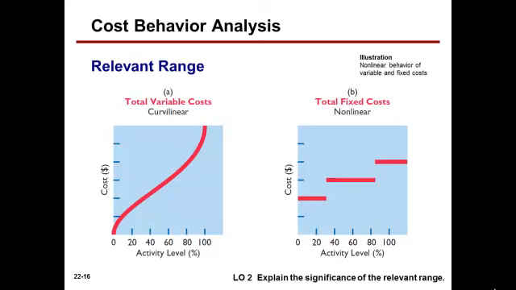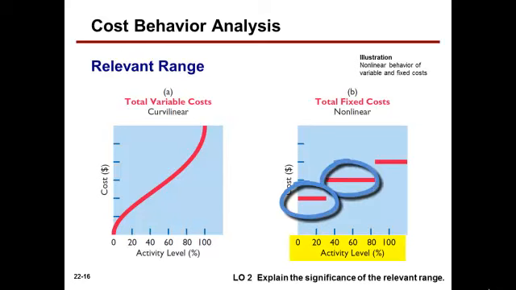These graphs show us the behavior of total variable costs on the left and total fixed costs on the right over a wide range of production, from producing nothing to producing 100% at capacity. On the left, the total variable costs are increasing, but they're not increasing at a directly proportional rate. It's curvilinear. Likewise, the fixed costs on the right are fixed for a range of activity, but then they tend to step up when the range of activity increases dramatically.